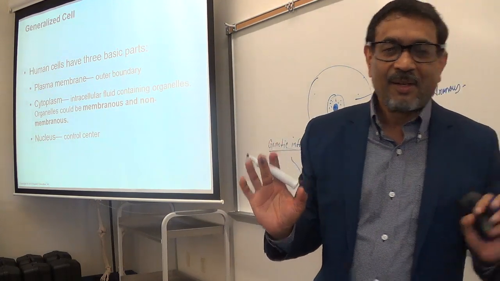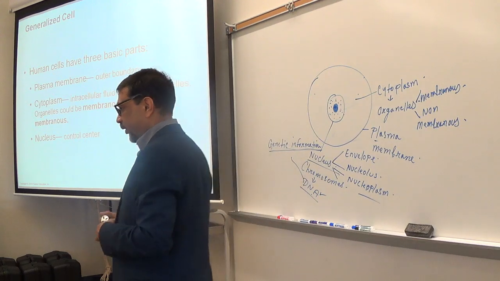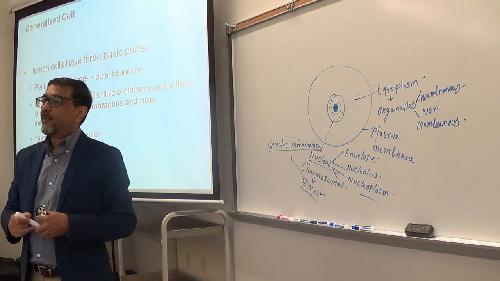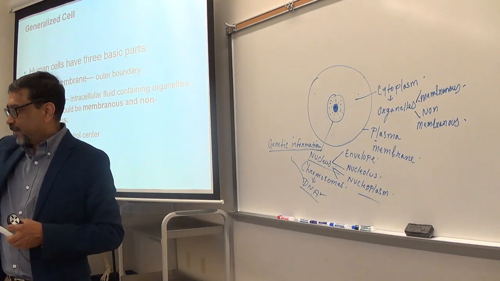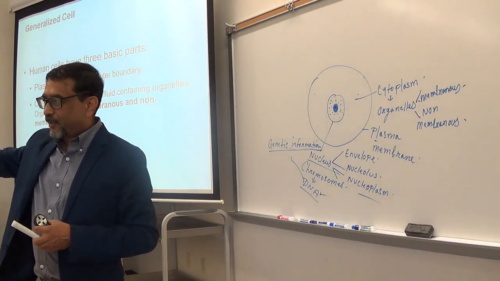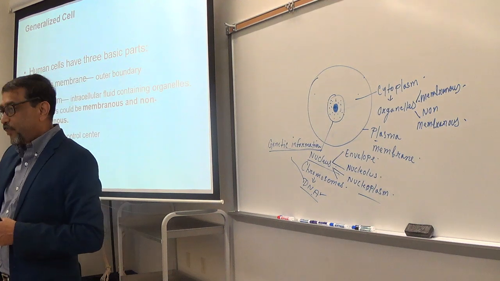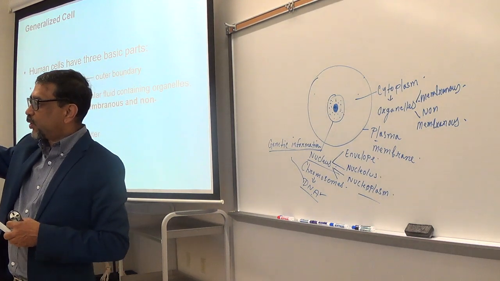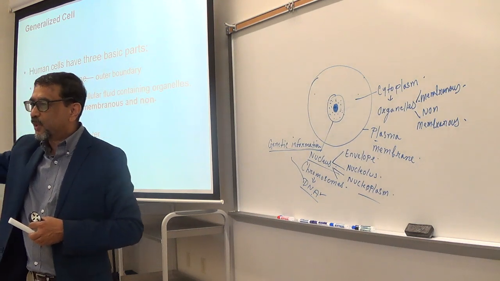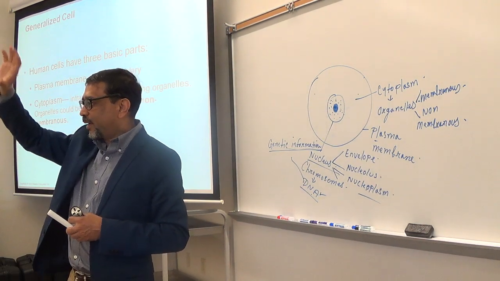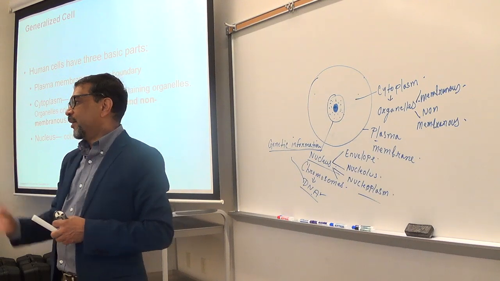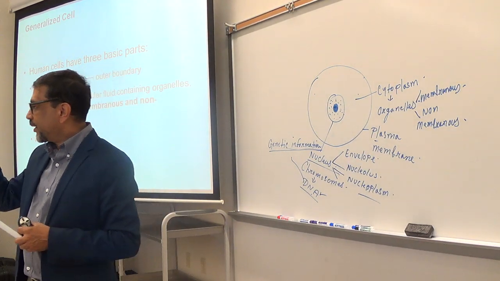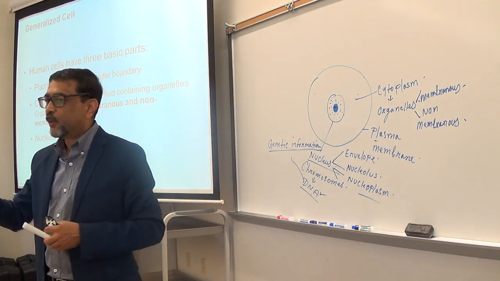Make sense? Okay, now let's go back, quickly review. So a typical cell, if I ask you, has how many parts? 3. The boundary is given by plasma membrane, right? And in the center, you have the control center, that is the nucleus. And in between, you have the cytoplasm, okay? In the cytoplasm, you have 2 types of organelles, membranous and non-membranous, okay? We'll talk about that later.